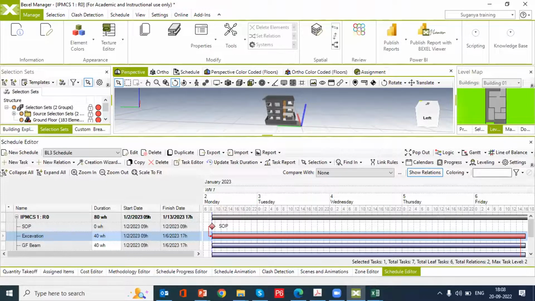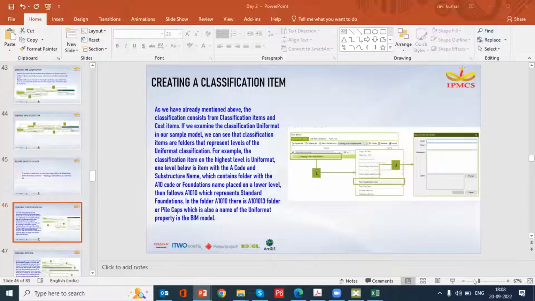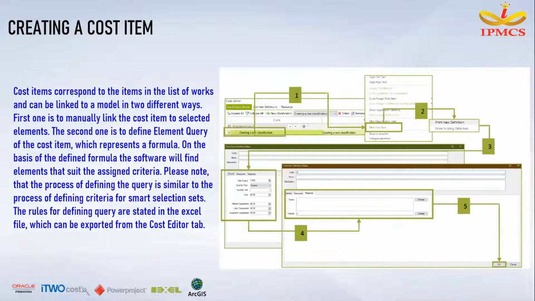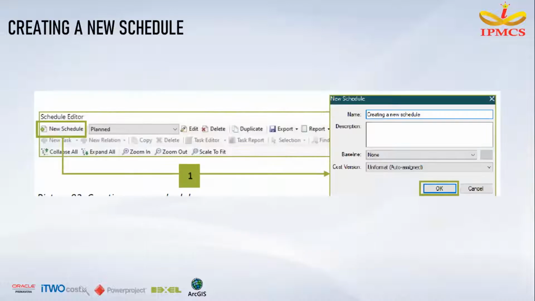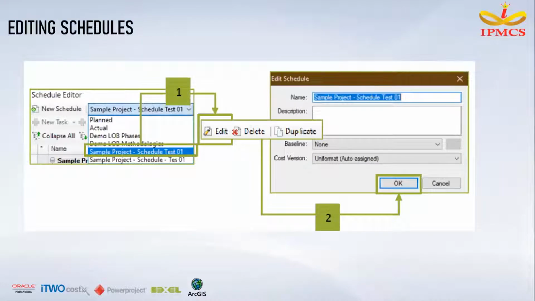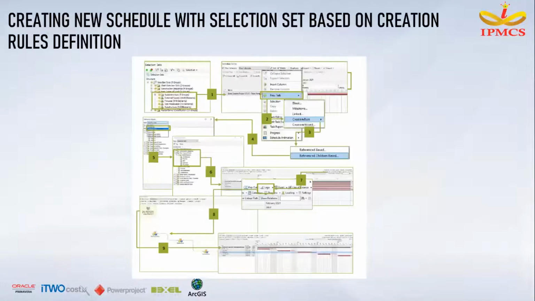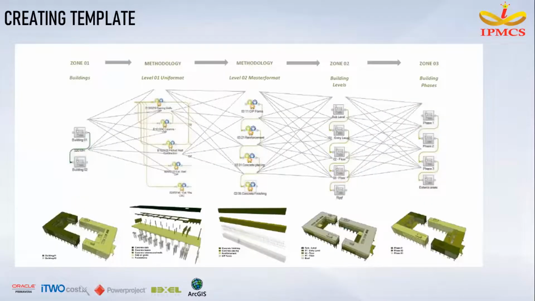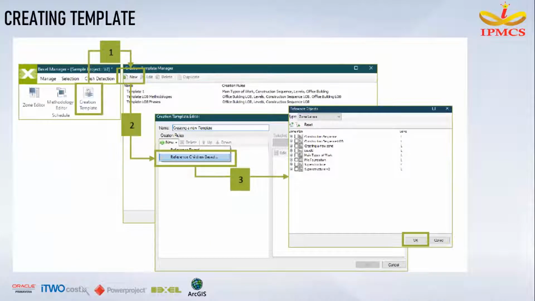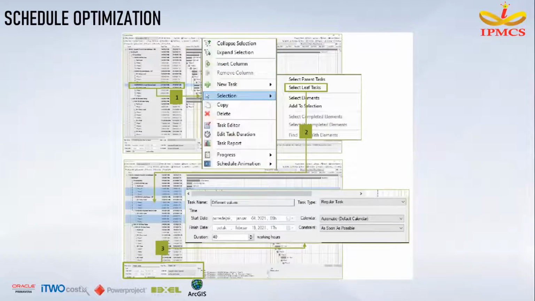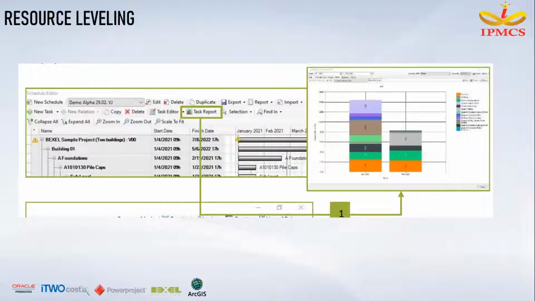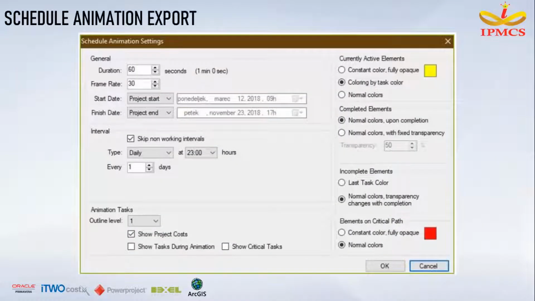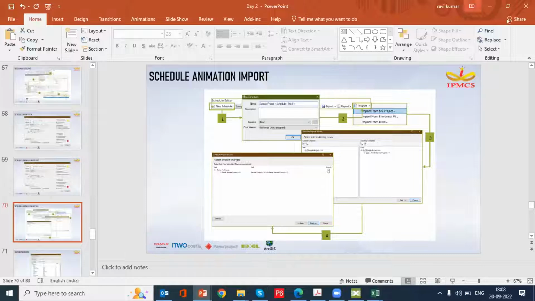Once you're done with these options, then we'll be moving on to the schedule actual updation and then you can go for the schedule report generation. So moving back to the presentation, we have seen classification, then cost item, and then creating resources. And already we have seen the schedule creation, editing schedules, copying, different options we have seen. So how to change the relationships and how to create templates and all we have seen. Then the schedule optimization. So resources, after you assign the resources, resource leveling, schedule animations and all available. So let's see now.